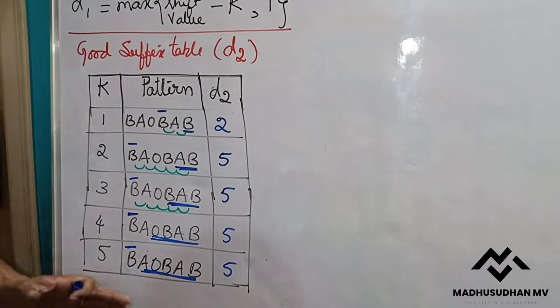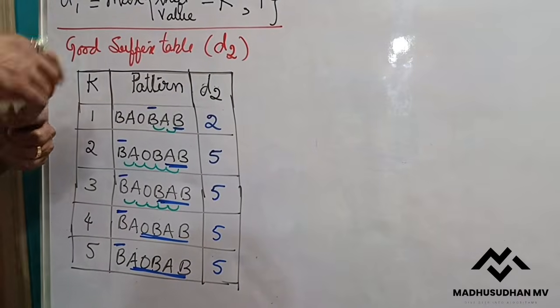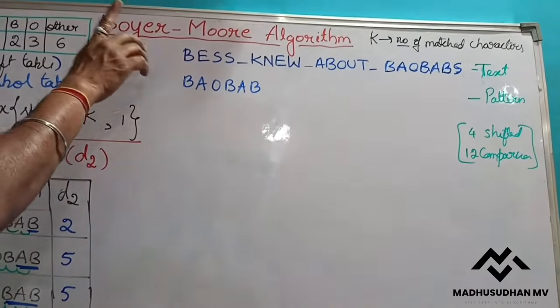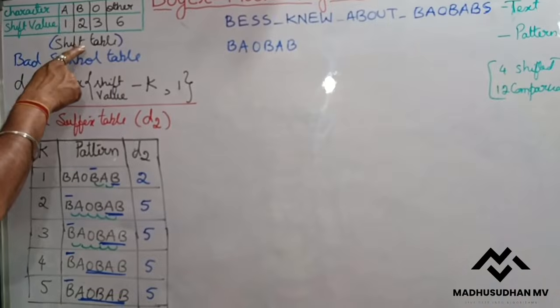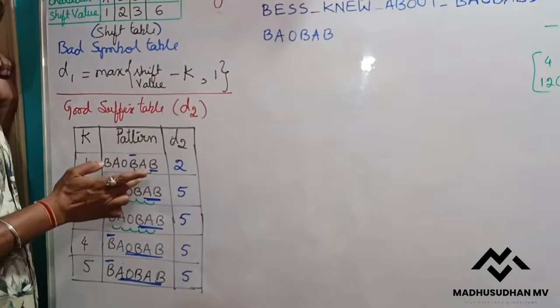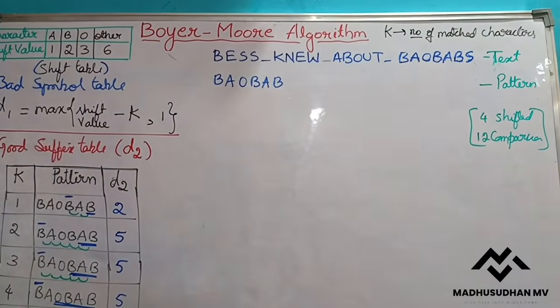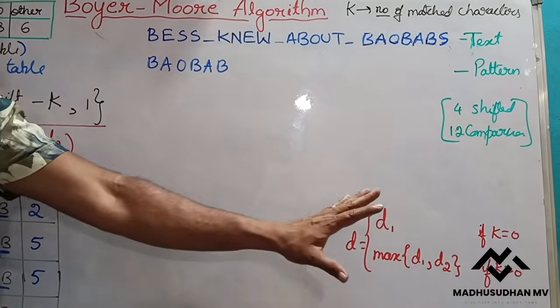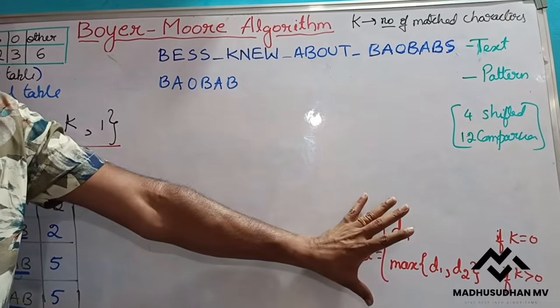So this is the good suffix table for the Bayer-Moore algorithm. The Bayer-Moore algorithm uses two tables. The first one is the shift table generated by the Horspool algorithm, which itself is called the bad symbol table, and then the good suffix table. Hope you people are clear on this. Now we will see how to apply this. So now the final formula that the Bayer-Moore algorithm uses.